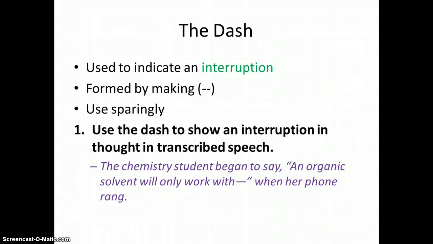All right, the dash. On the opposite end of the emphasis spectrum, we have the dash, and we use these to mark an interruption in thought.